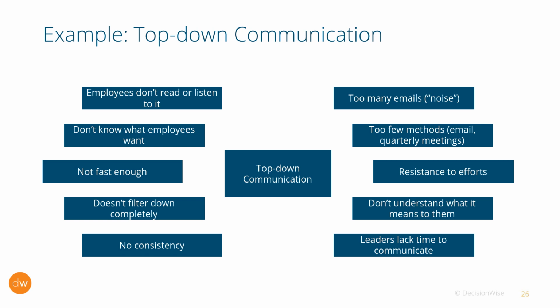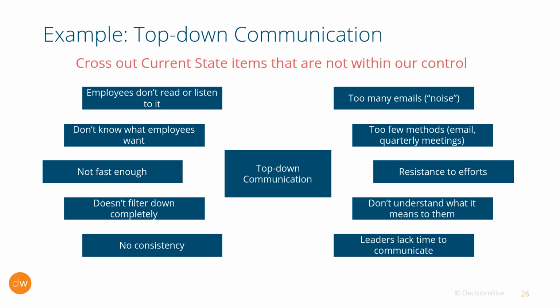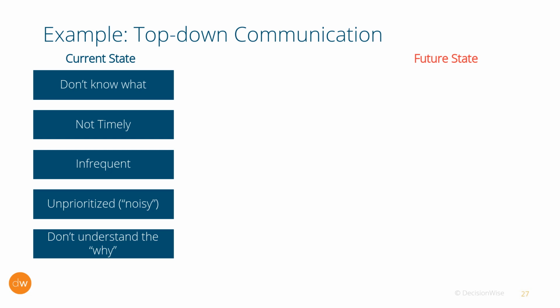Once they do that, we cross off those things that are outside of our control, the spheres of control that we talked about earlier, and then we summarize this on one flip chart. And there might be just 5 topics. You can see how simple these are in terms of the current state. So we don't know what, it's not timely, the feedback or communication is infrequent, and so on.